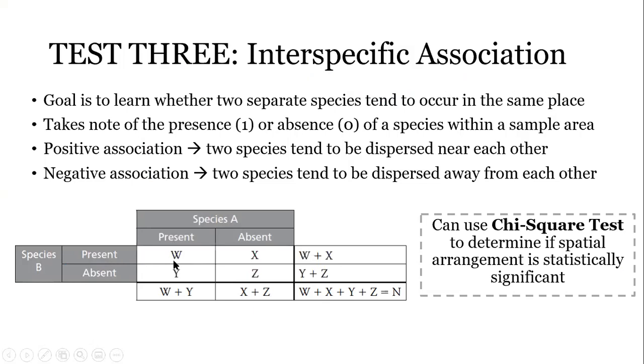which in this case is W, and those results need to be added across to here, W plus X, where species B is present, but species A is absent, X, where species A is present, species B is absent, is Y. So going down, going across, where both species are absent is Z, down, across, and then add all of these together to get N.